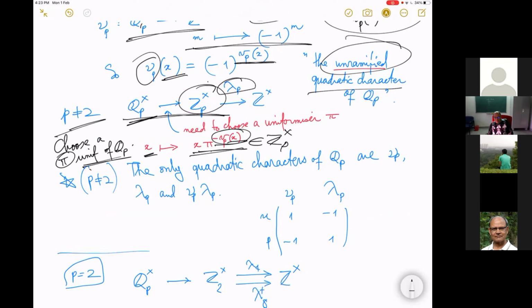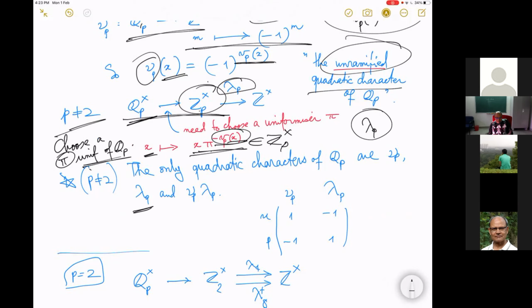And then I can apply this lambda p, which is of course a quadratic character of Zp star, and I'll get a quadratic character lambda p of Qp. Of course, this depends on the choice of a uniformizer. And the proposition is that the only quadratic characters of Qp star are nu p, this unramified quadratic character which I defined here, lambda p, which I've just defined with the help of a uniformizer, and the product of these two. These are the only quadratic characters of Qp star, one should say, not Qp, of course.